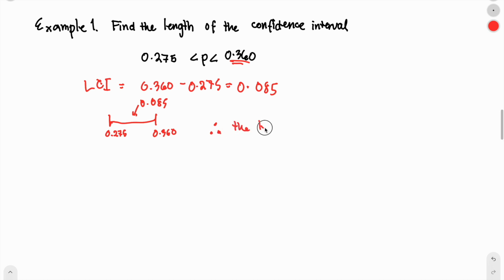Therefore, the length of confidence interval is 0.085.